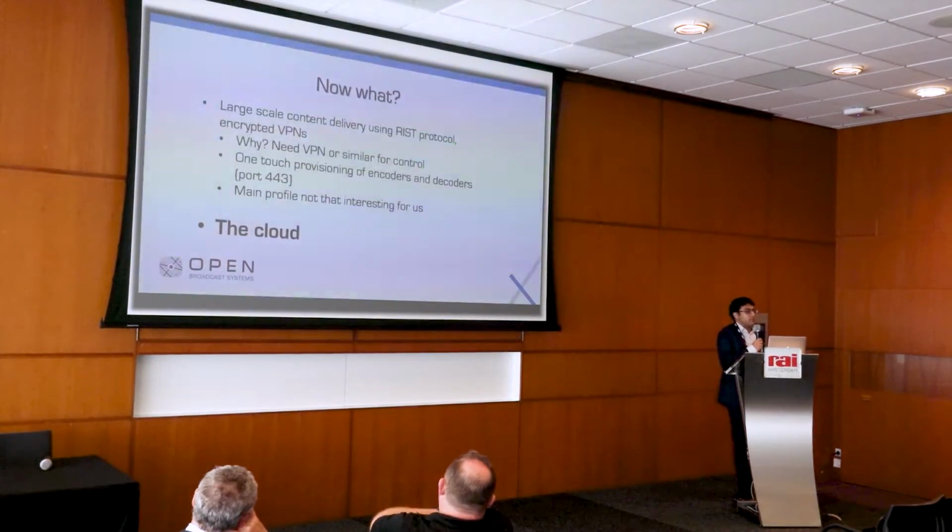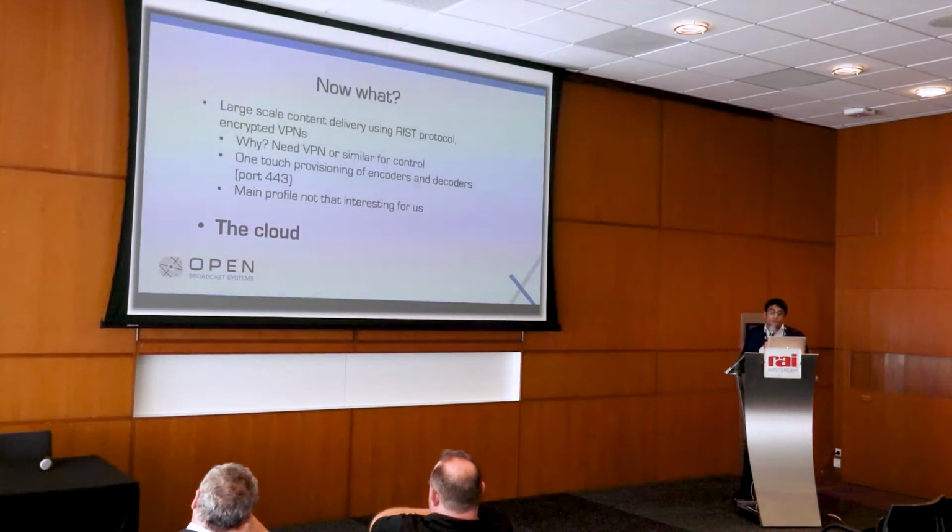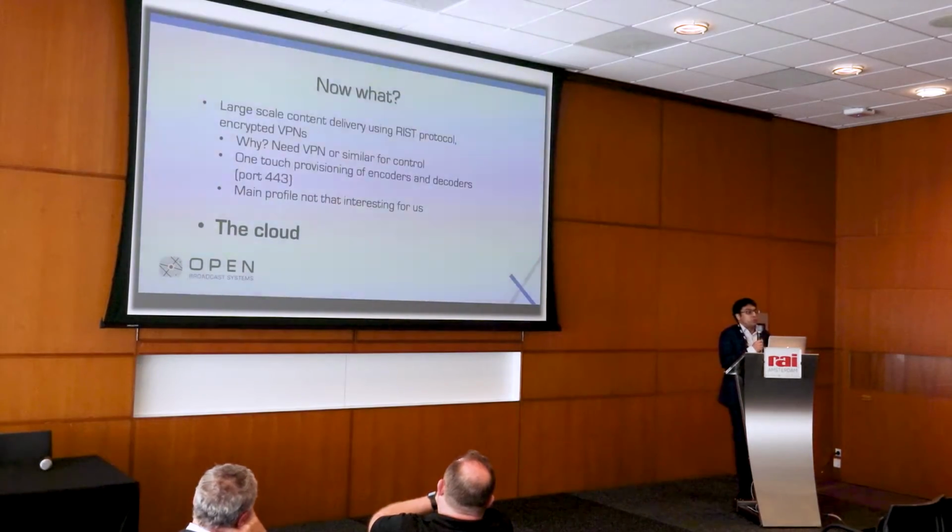Other useful thing, somewhat RIST related, as a result of using that VPN, you can now do one-touch provisioning of encoders and decoders. You can ship equipment to anywhere in the world. People can plug it in. They don't even know what it is. They just think it's a tunnel. Although I did say IP engineers are not needed, you can do things like phone home on port 443. That will work. Now 443 on TCP for SSL and 443 for UDP is used a lot with encrypted traffic in Chrome, for example. So the main profile isn't that interesting for us in the long run.